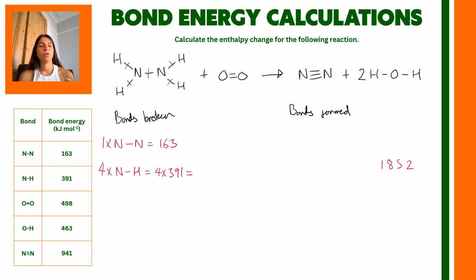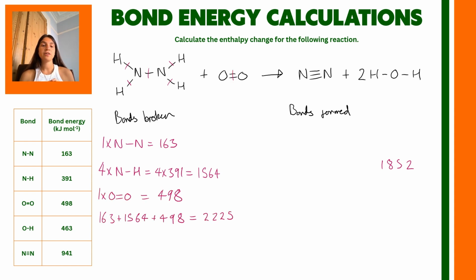And then I've got 1, 2, 3, 4 of these nitrogen single bonded to a hydrogen, 391 is the bond energy from the table. So 4 times 391 gives me 1564. And then finally, on my reactant side, I've got my double bonded oxygen, and from my bond energy table, that's 498. So in total, 163 plus 1564 plus 498, 2225.